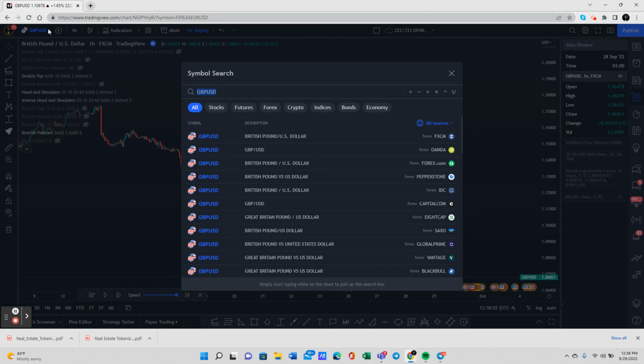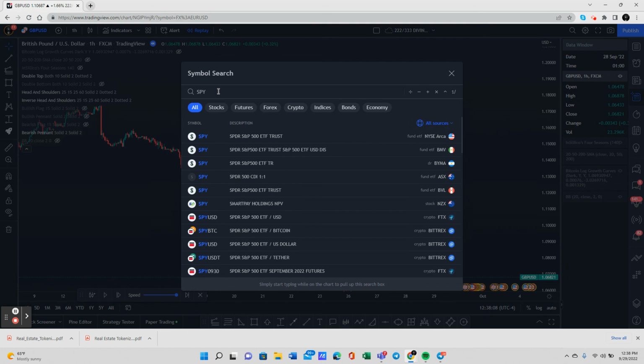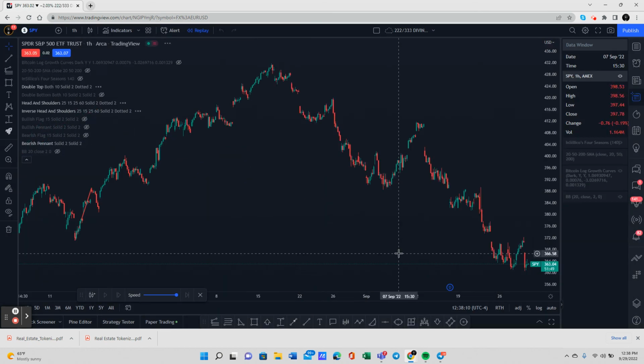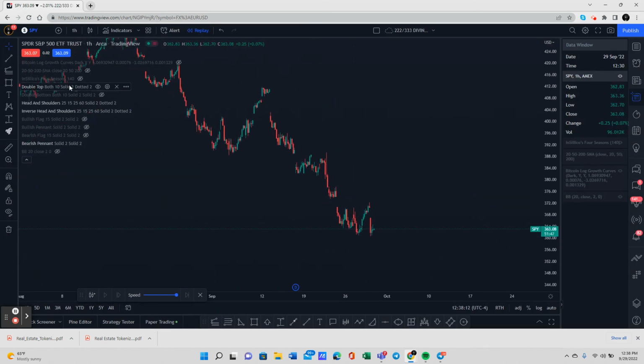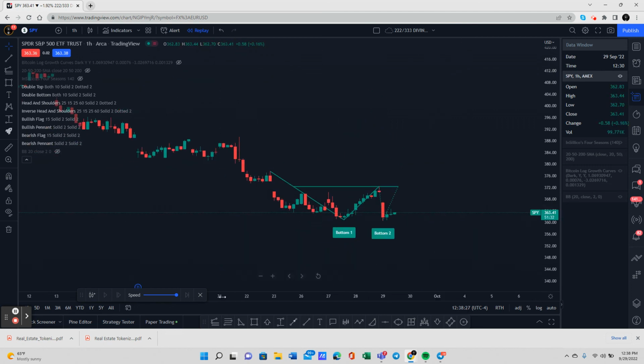What's another stock? Maybe, I don't know, GM. Let's do SPY. All right, and let's bring all of them back. Double tops, bottoms. All right, everything is checked. We do a flag. So if we want to, we can check everything. I don't like to keep everything on one. All right, we got a double bottom on here. All right, this is SPY.